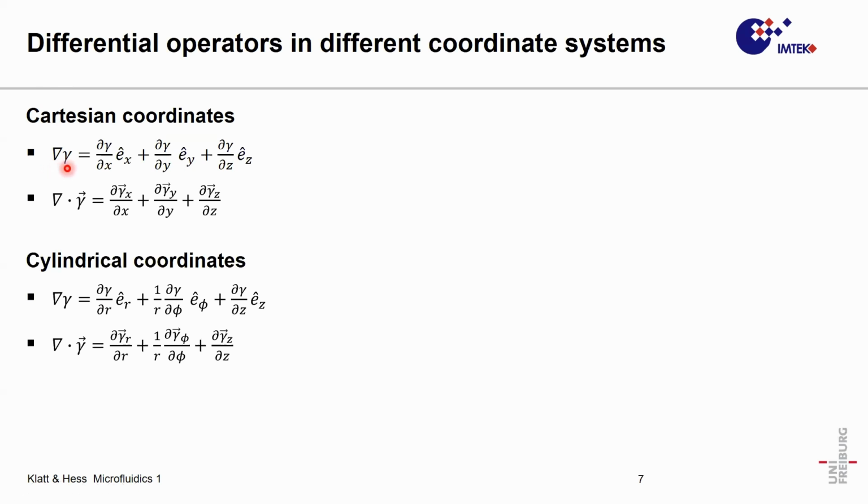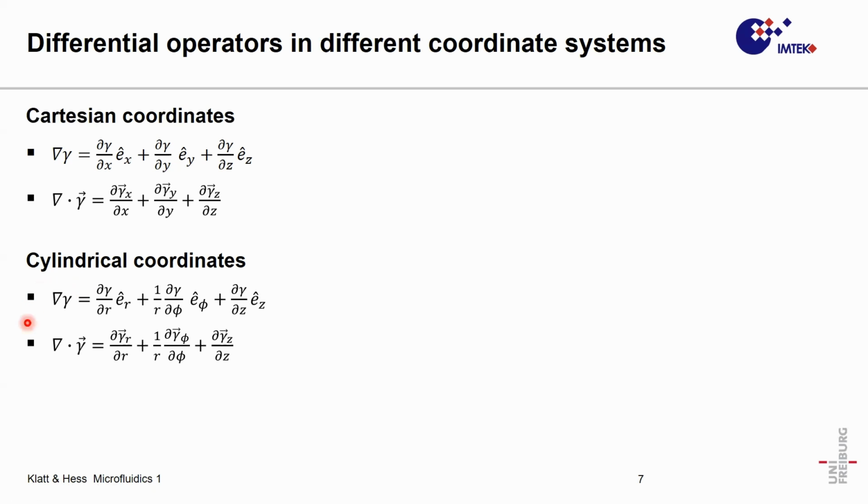So here you can see the gradient of gamma, and in a Cartesian coordinate system, the gradient is pretty easy. You just do the partial differentiations of gamma into the directions of x, y, and z, and multiply that by the unit vectors of said Cartesian coordinate system. You should know that if you want to calculate the divergence of gamma, you do it according to this formula. But if we switch to cylindrical coordinates, the gradient and the divergence are going to look different.